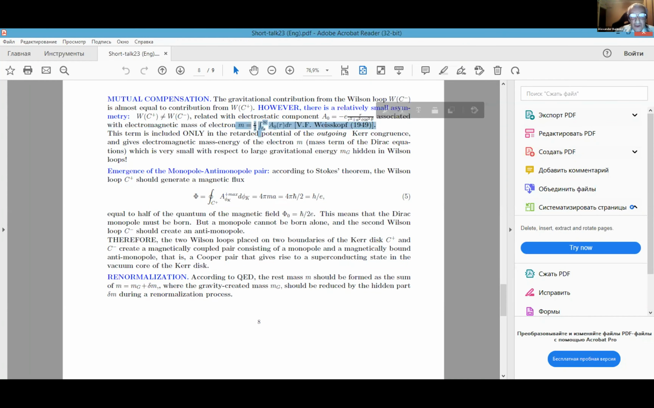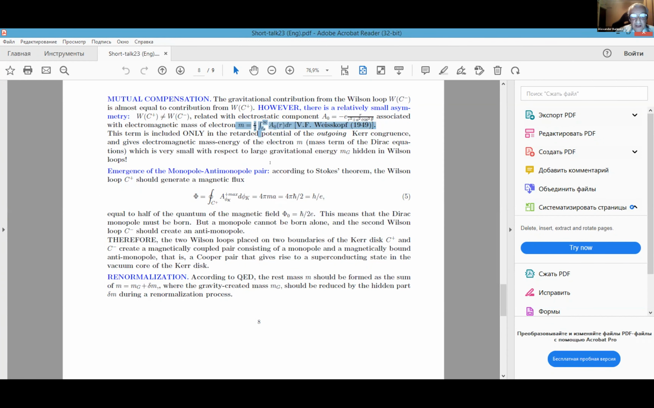This term is included only in the retarded potential of the outgoing Kerr congruency, but it's not in the ingoing Kerr congruency. And in the result, we see just this letter M going into the Dirac equation and the mass equation, usually considered for the electron.